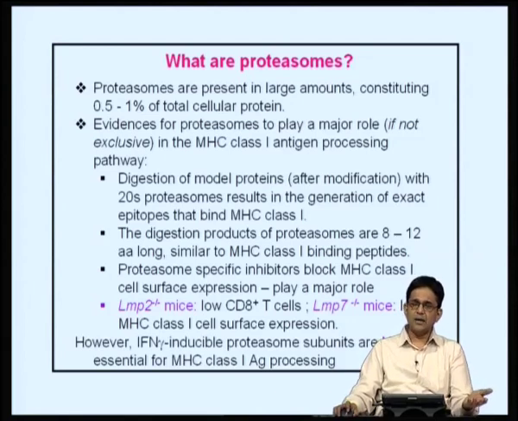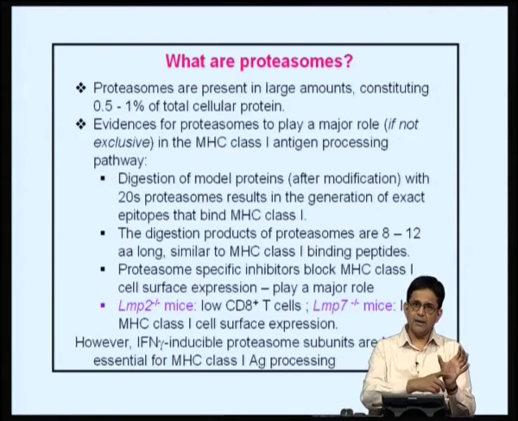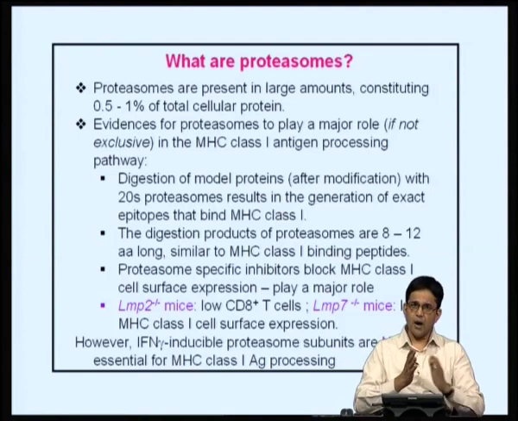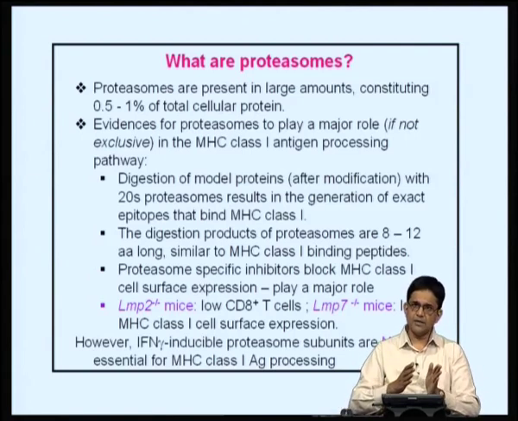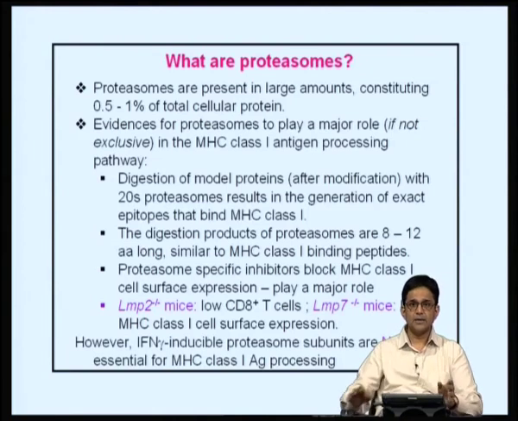So if you take model proteins after modification and give them to 20S proteasome, they generate the exact epitopes that bind MHC class 1. And the digestion products of proteasomes are 8 to 12 amino acids, which is similar to MHC class 1 antigen peptides. So this is important. Now what proteasomes do is they don't chew up the peptides into single amino acids. So they generate peptides, and if these peptides are able to bind MHC class 1 molecules, then they are stabilized. However, if they don't bind, then these smaller peptides are degraded by aminopeptidases and carboxypeptidases within the cell. So after these peptides are generated, if they bind MHC class 1, only then they are stabilized.